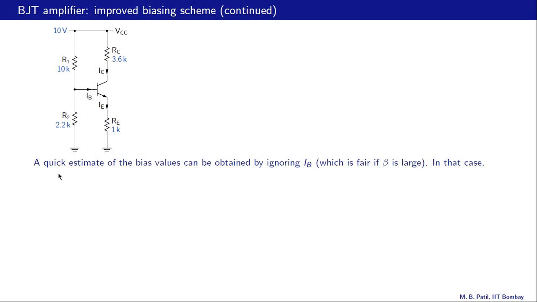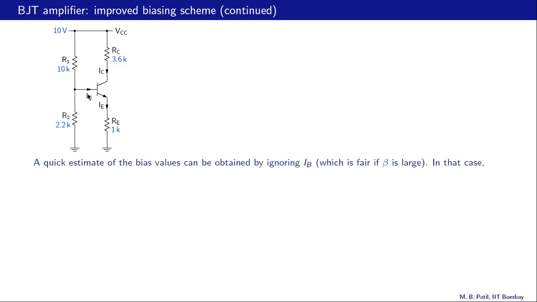There is a way to quickly estimate the bias values if we assume that beta is very large, say infinite. And what is the implication of a large beta? The base current IB is IC over beta, and if beta is large, then the base current is small. So what we're going to do is ignore the base current, which is fair if beta is large, and in that case this current is 0, negligibly small, and therefore this 10 volts gets divided between R1 and R2.